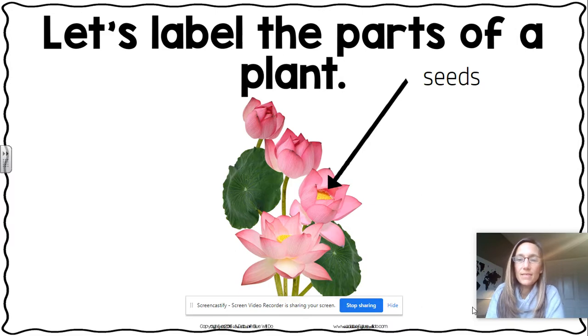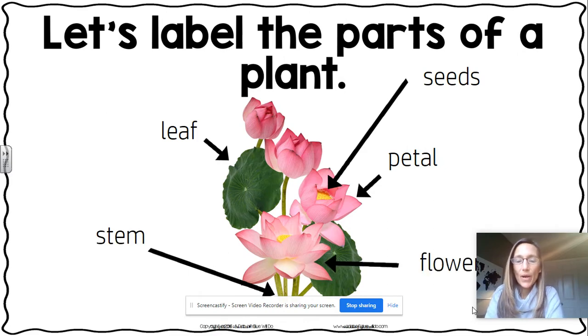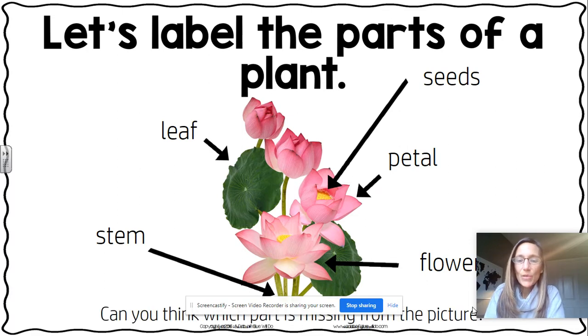The seeds, right there in the middle of the flower. The leaf, a petal, a stem, and the flower. Can you see what part is missing?